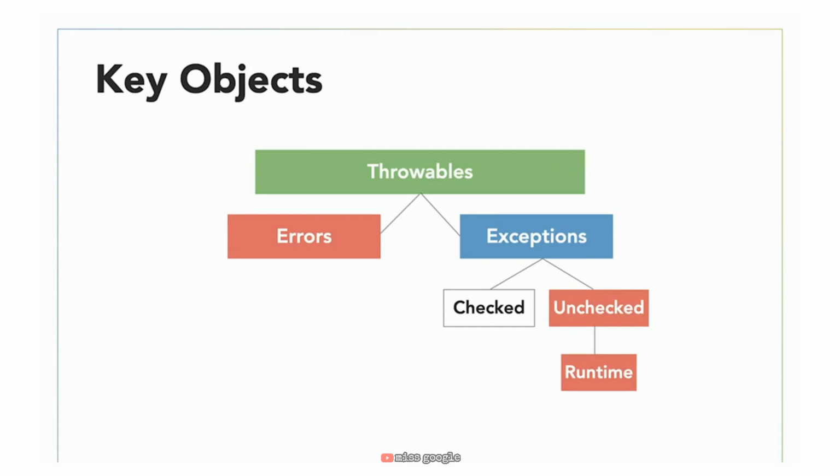We now know what throwables, errors, and exceptions are and how they relate to each other. Understanding this will prove helpful in learning how to handle throwables, errors, and exceptions within your app. Let's discuss more specific errors.